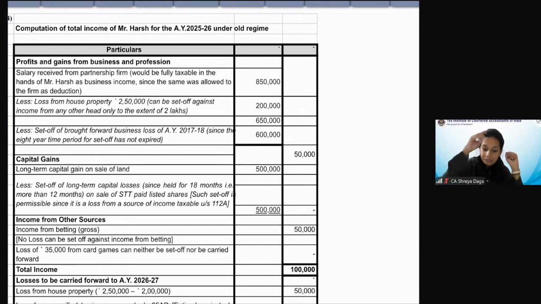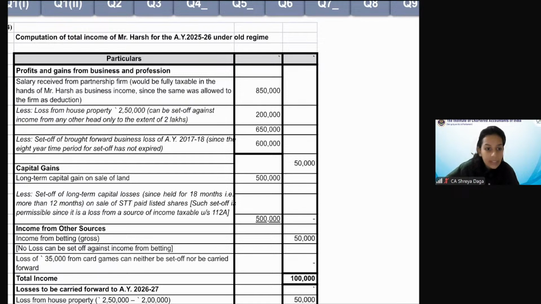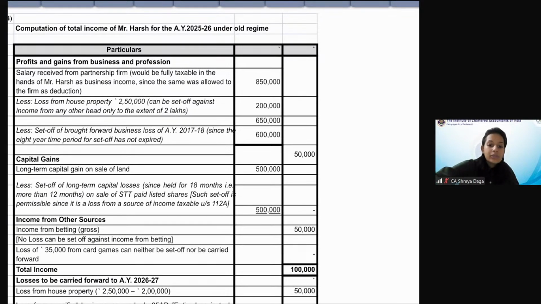There was only up to 2 lakhs of loss from house property you could set off. So the balance 50,000 you need to carry forward. Had it been default regime, how much loss from house property would you carry forward? 0. Correct. But this is old regime, so you will carry forward the balance loss, and you will set it off against income from house property in the subsequent years.